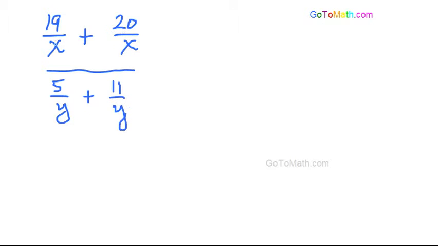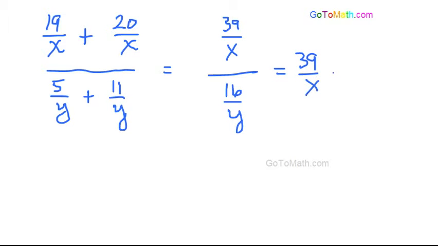So we'll go ahead and add both those fractions together. So that's going to be 39 over x, and this will be 16 over y. Right? We have a common denominator, so we just rewrite it as you can see here, and just add the numerators.